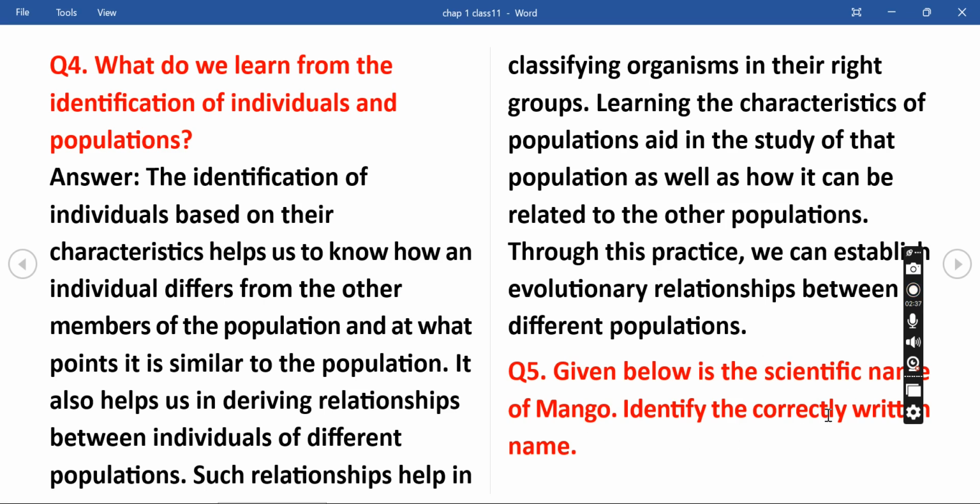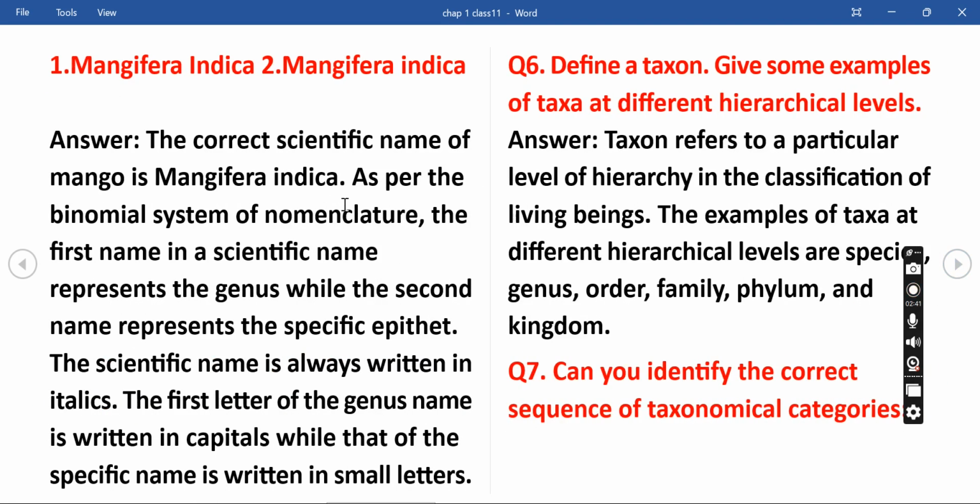Given below is the scientific name of mango. Identify the correctly written name. As in our previous video, you can see my previous video for the notes, we have studied the rules which we use to write the scientific name of organisms. So the correct option, I hope you have already got the answer in your mind, is the second, Mangifera indica. It has to be written in italics. The first letter of the genus is capital and the species letter is small. That's why this answer is correct.